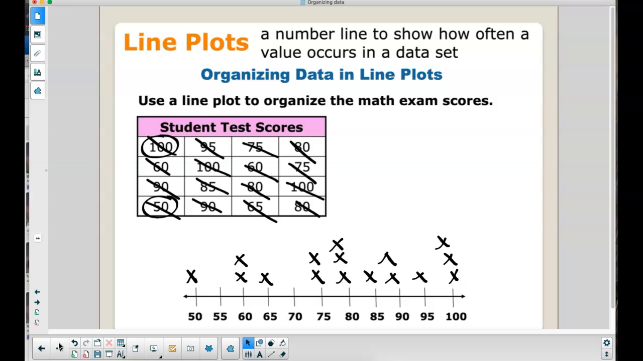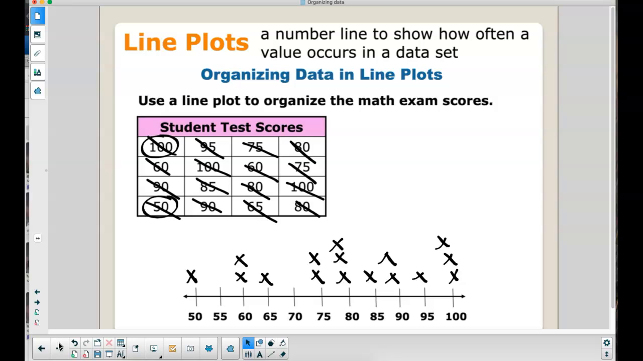Okay, now why might it be helpful to write the data this way? What's helpful about that? Is it easy to tell what the lowest score was? Yeah, the lowest score was what? 50. Is it easy to tell the highest score? The highest score was 100. It is way easier from a line plot to tell that information than trying to pick it out of just a mess of data. Okay?